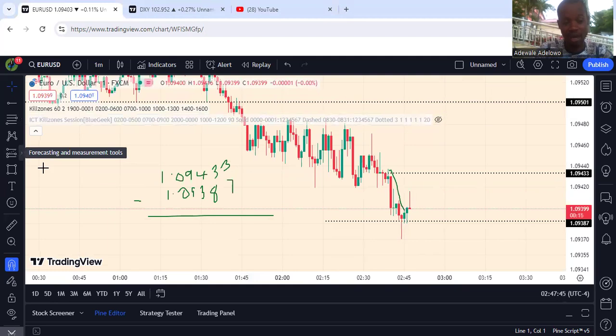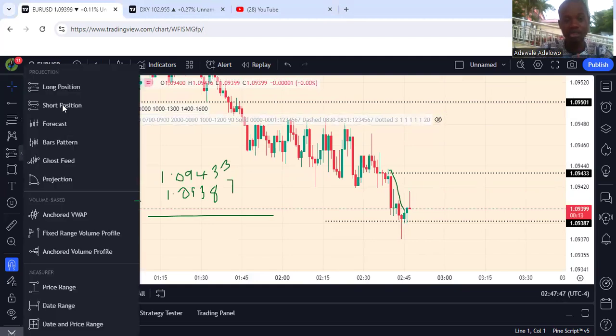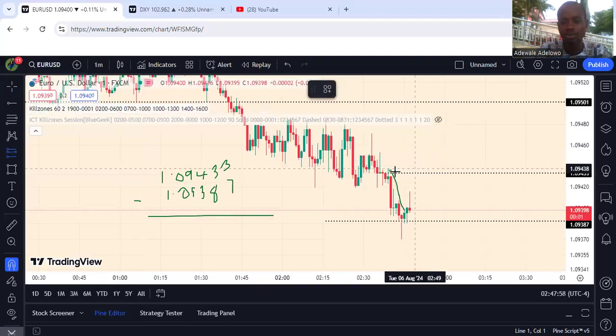I'm going to click the arrow here, and I will be picking short. Short is for selling. You want to predict that the market is going to sell, so you pick short. If you want to predict that the market is going to buy, you pick long. But I predicted the market will short, so I pick short. I'm going to put it here.